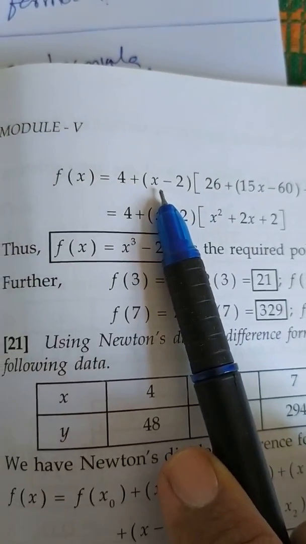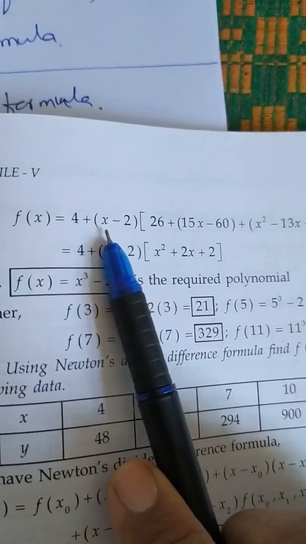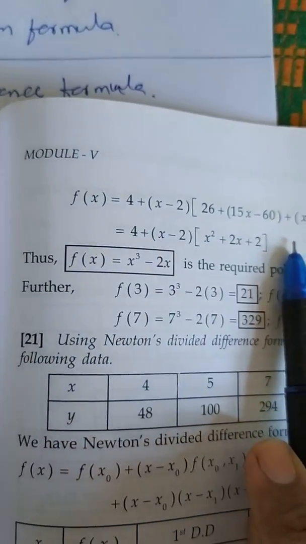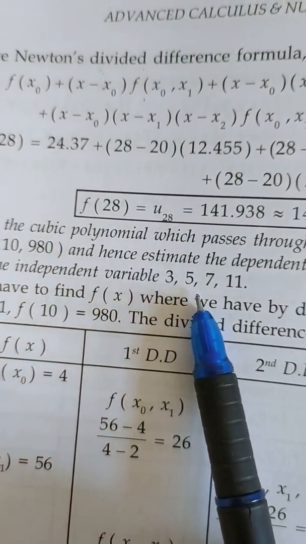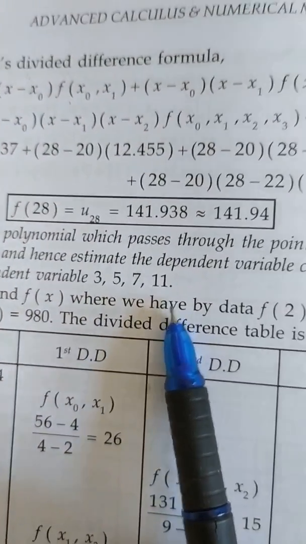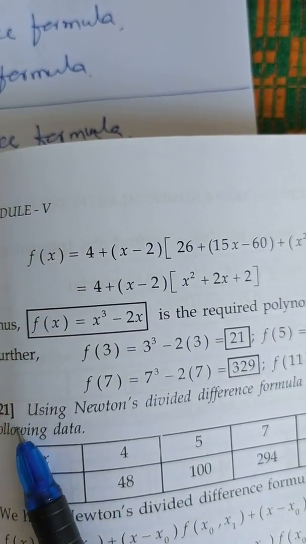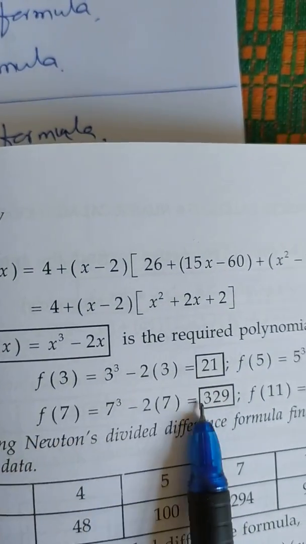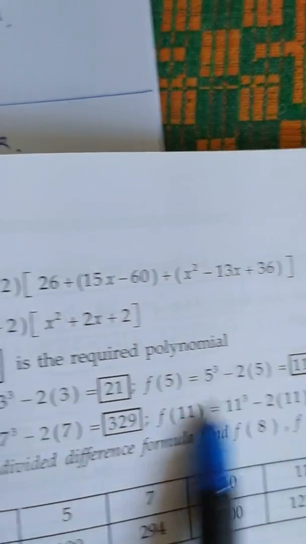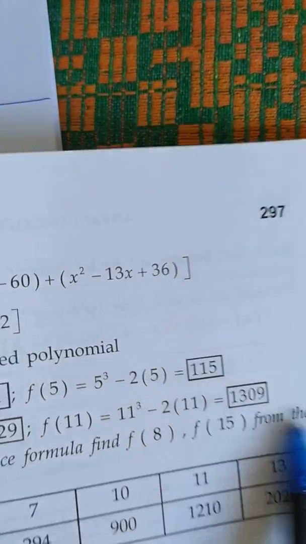Here we have to take x is equal to x only because we are going to find a polynomial. After that it is given to find f of 3, f of 5, f of 7 and f of 11, means put x is equal to 3, 5, 7 and 11 in this polynomial. Then we get f of 3 is 21, f of 5 is 115, f of 7 is 329, f of 11 is 1309. Okay. Next problem.